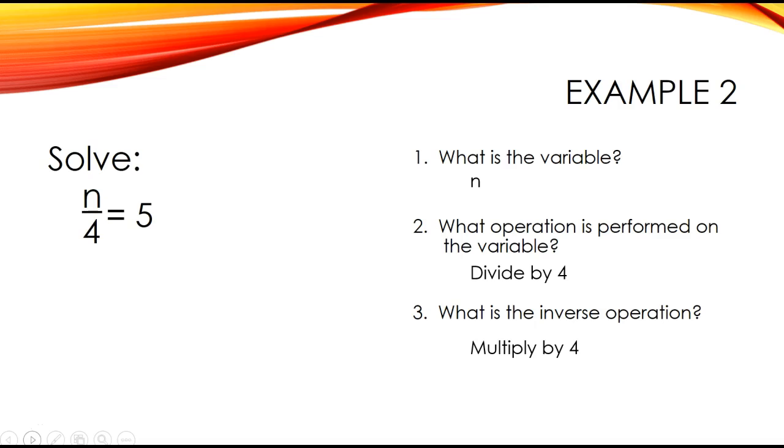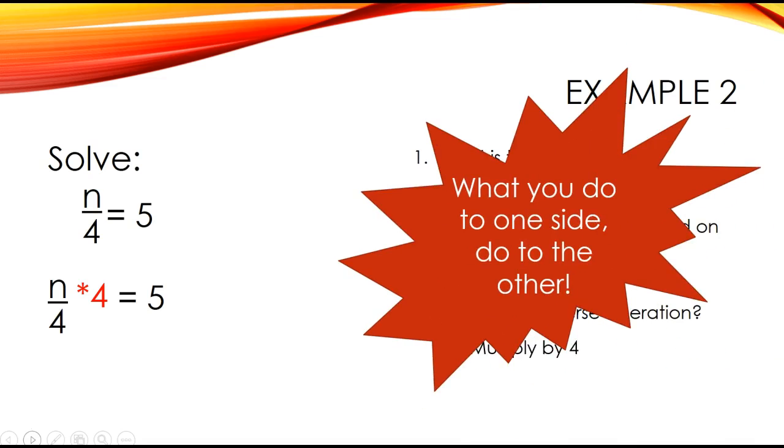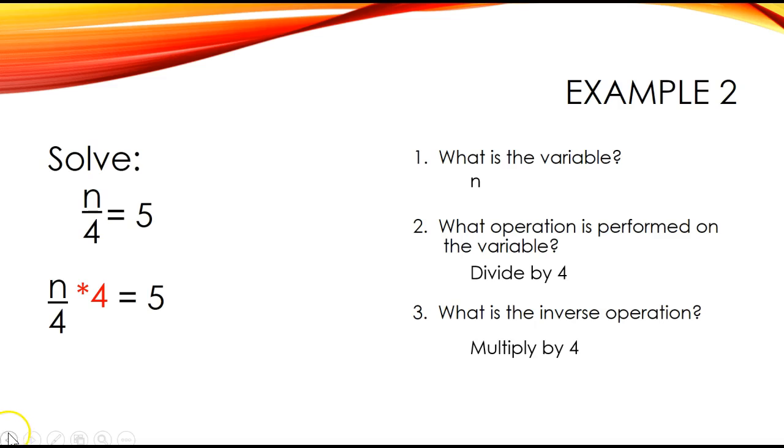So that third step tells me how I'm going to solve. So what I need to show is multiply by 4 on both sides of the equation. So n divided by 4 times 4 simplifies to n. 5 times 4 simplifies to 20. So n equals 20 is our answer. And this is the appropriate work to show when solving an equation.